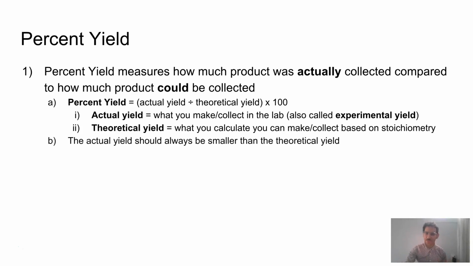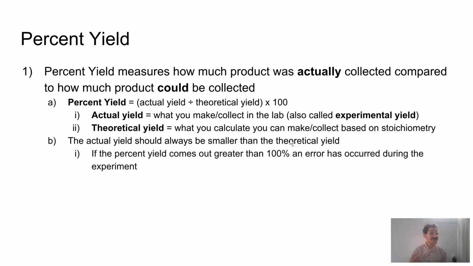So let's maybe look at an example in a second. But what you should know is your actual yield should always be smaller than the theoretical yield. If your actual yield came out larger than the theoretical yield, that means that something got weird. You shouldn't be able to create more than the theoretical yield. If the percent yield does come out to greater than 100%, it generally indicates that an error has occurred.